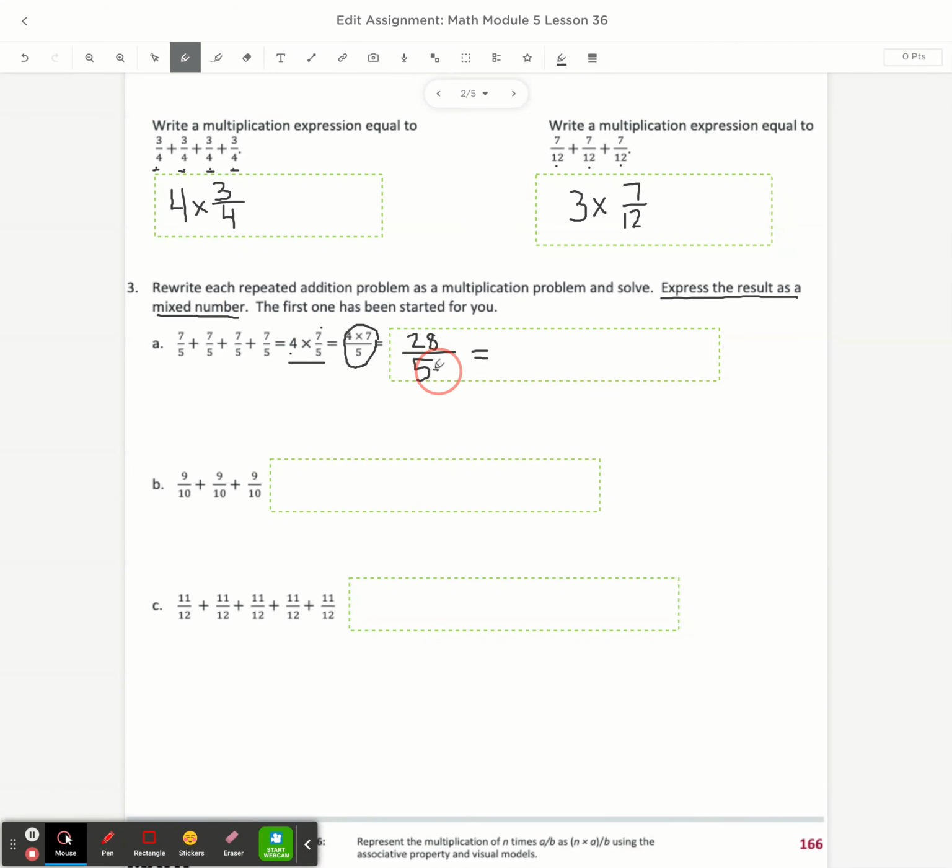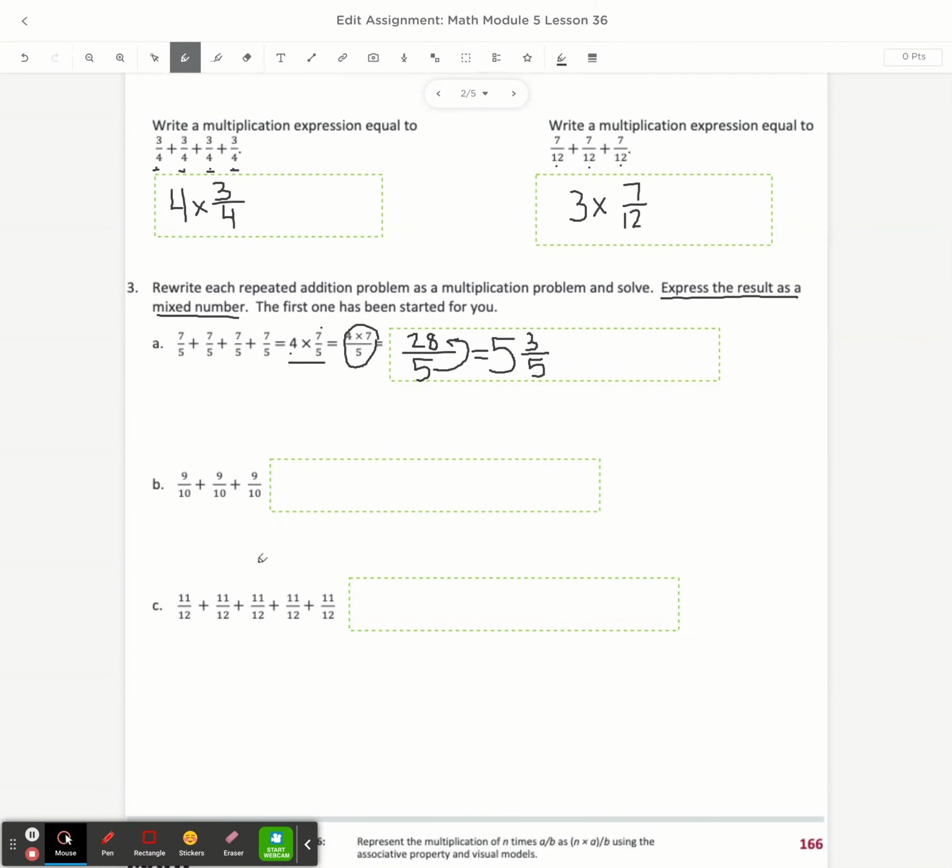Right now 28/5 is an improper fraction, so we're going to change it to a mixed number. We do that by seeing how many times 5 can go into 28. So 5, 10, 15, 20, 25. I'm going to stop skip counting there, otherwise I will go past 28. I stopped at 25, and now I just count up until I get to 28. So 25, 26, 27, 28. I had to count 3 times. So our answer is now 5 3/5.